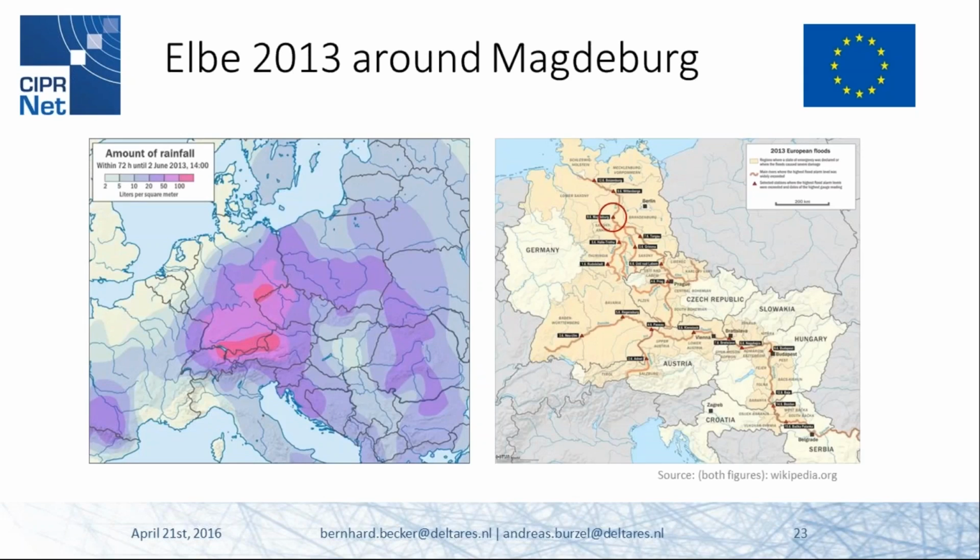What you can see on the left-hand side is the amount of rainfall within 72 hours. You can see that there were up to 100 liters per square meter of rainfall. And remember, the soils in this area were already highly saturated, so they had no capacity to keep the rainfall. And on the right-hand side, you can see the affected areas in Central Europe along the Danube River, but also in the Elbe River basin. Magdeburg is located in the small circle at the downstream of the Elbe River.